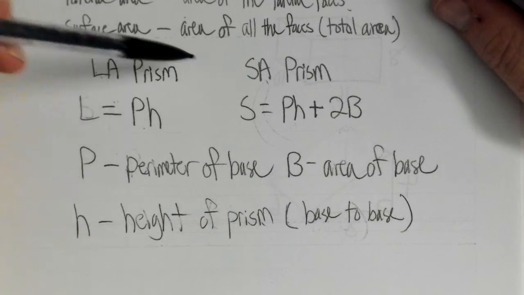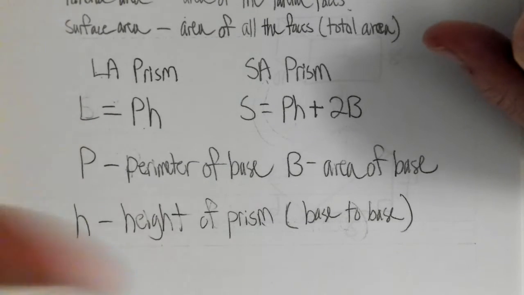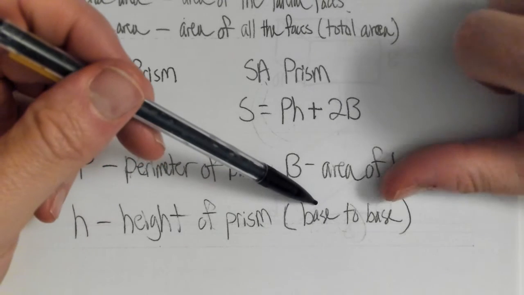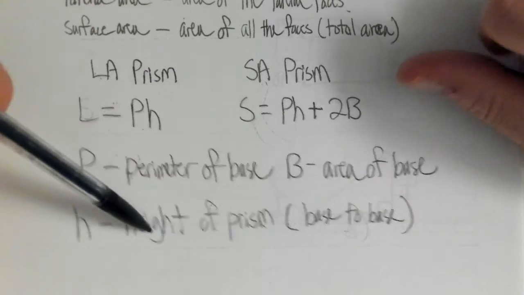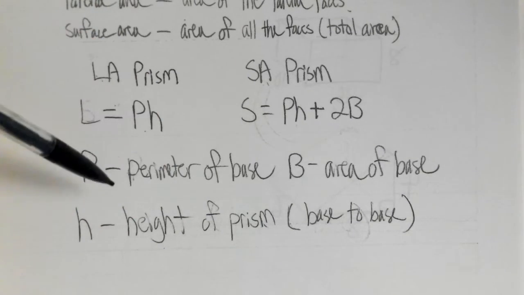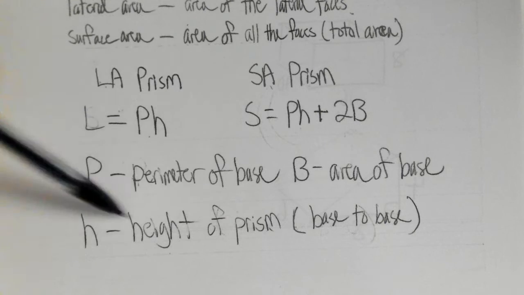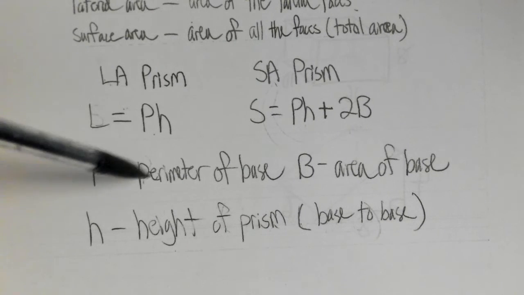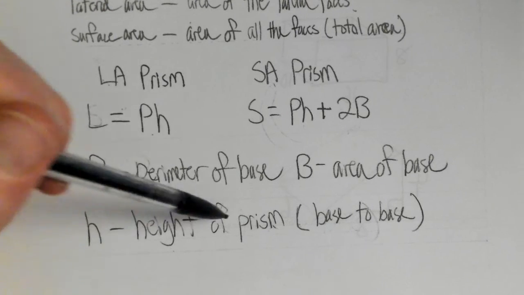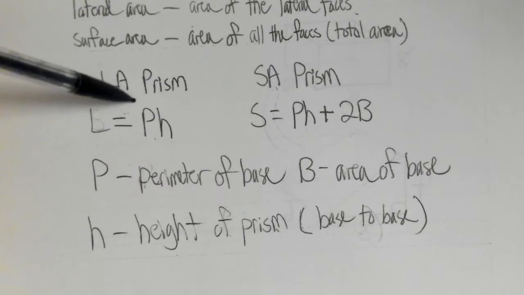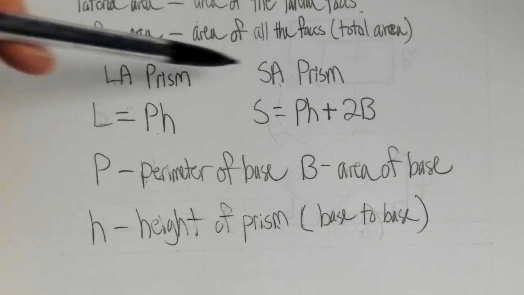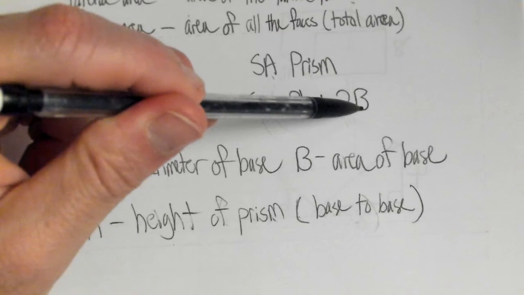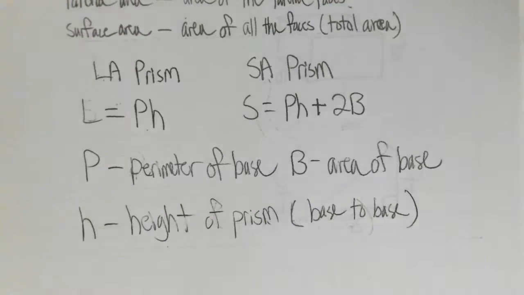Now let's talk about height of the prism for a minute. Height is not always from top to bottom. Depending on how the prism is turned, it doesn't necessarily have to be from top to bottom, but it's always from base to base. You always count the height from base to base, so that's very important. So perimeter is the distance around the base, and it can be either one. You don't have to do them both. Just count the perimeter of one base. And then the height of the prism, which is from base to base. So this is the lateral area formula. The full surface area is capital P times H plus 2B, where B stands for the area of the base.